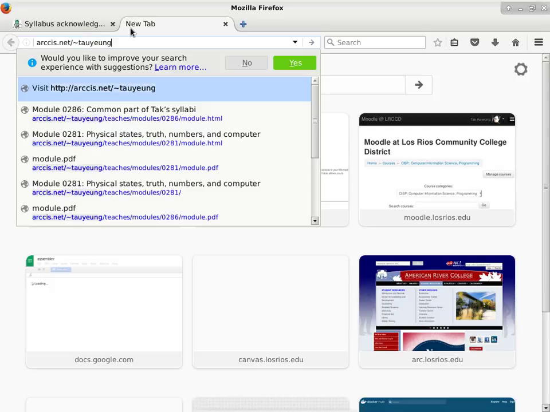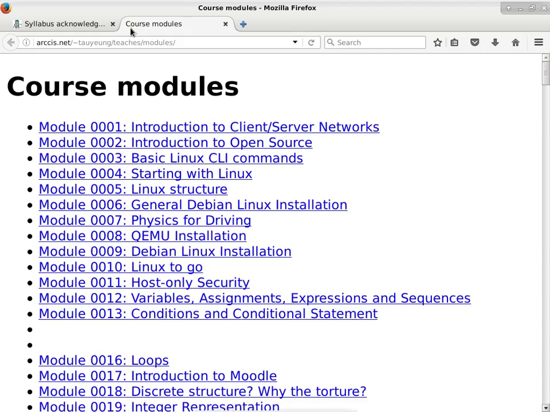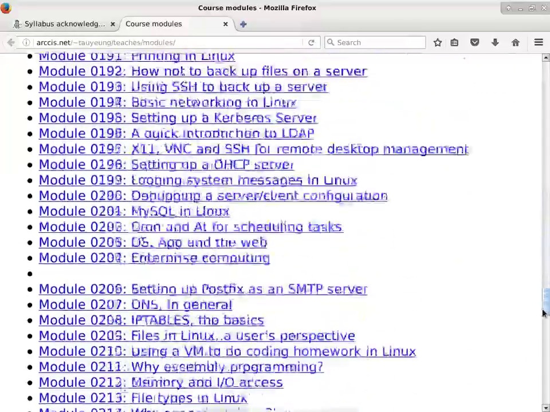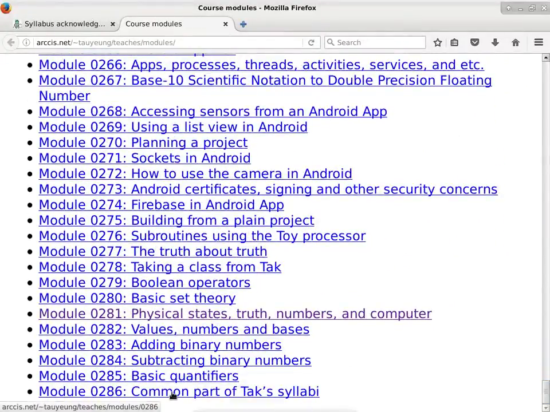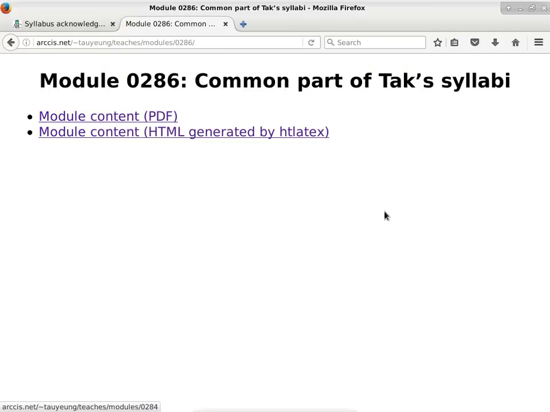So this is the path, tilde TAUYUNG/teachers/modules. This will give you a long list of all the things that I have written from many years ago. The syllabus is the last module, so it's 0286. I'm going to put the link into the syllabus part so you don't have to remember this.